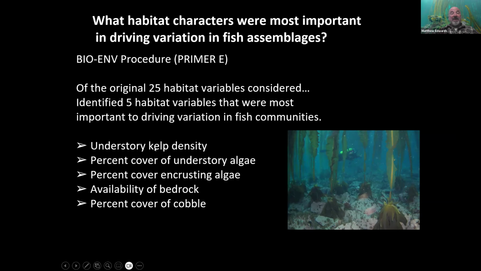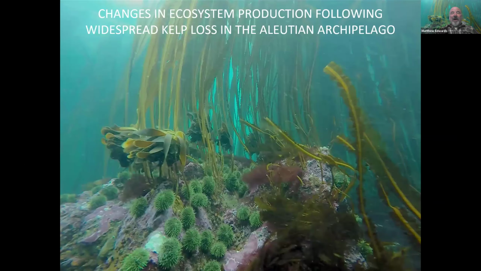These were understory kelp density, the percent cover of understory algae, the percent cover of encrusting algae, the availability of bedrock, and cobble. So right now, the fish, following these changes, appear to be associating with understory things at the bottom. And that began to lead us to believe that yes, the communities have changed, and overall biodiversity has gone down. Some fish species have gone down, but there are still these things there, and they're associating differently with the habitat. And so this led us to ask other questions.